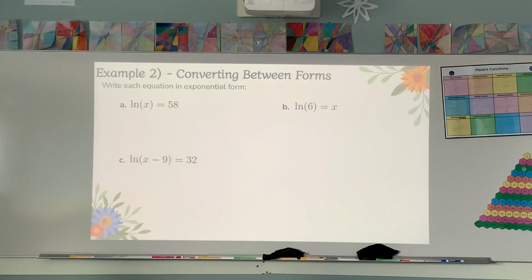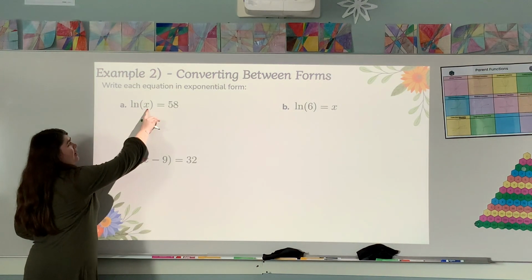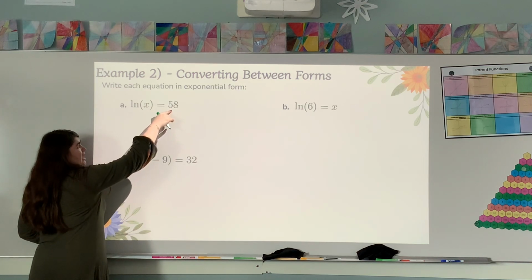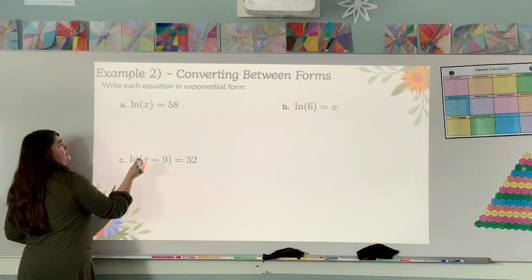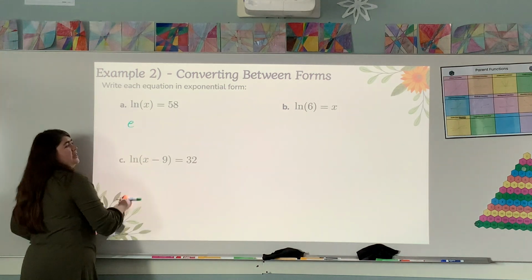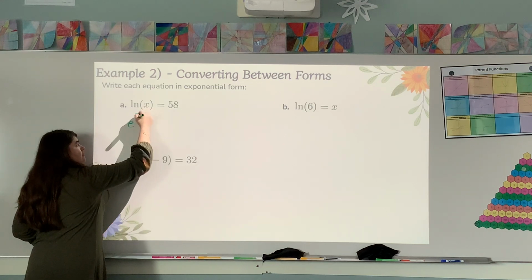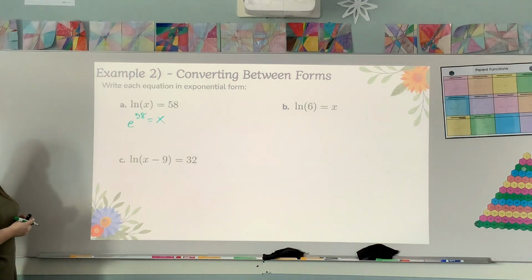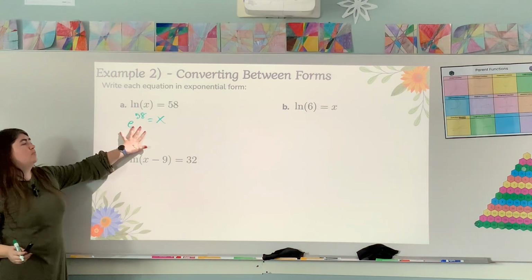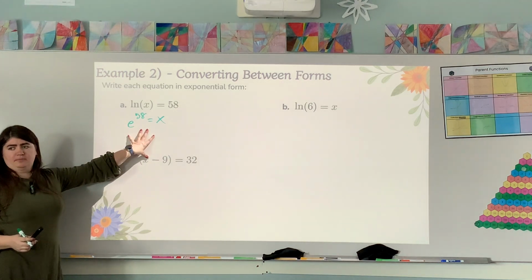Example 2, converting between forms. Write each equation in exponential form. So we have the natural log of x is equal to 58. So that means that the base of our exponent is what? E. The exponent is 58 equals x. And this is, again, where we could solve this, but we aren't going to. Right now we are just converting.